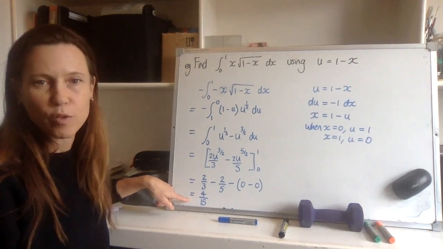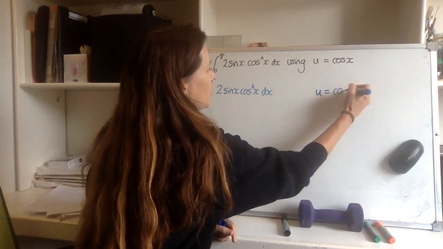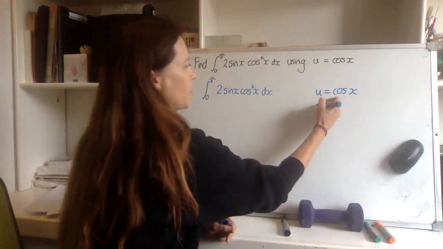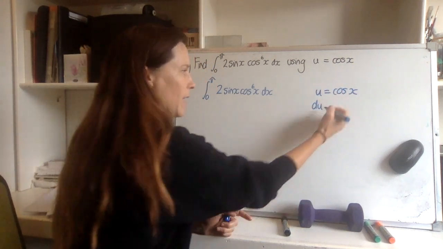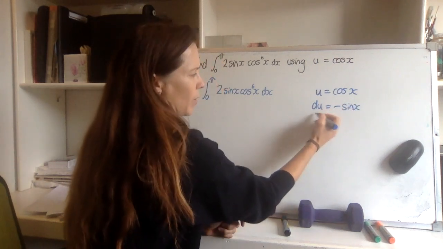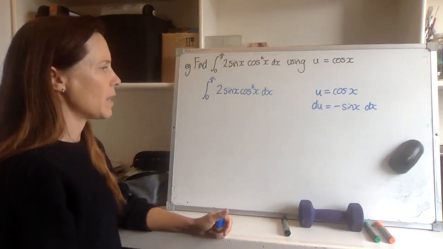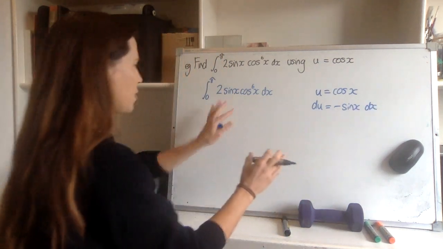And I end up with 4/15. Okay, this question's got some trig involved. So my first step is to find du/dx, and if I differentiate this I get negative sine x, but where I would have put the dx down here, I can now just write it over there in one step. Now have a look at how that compares with my question.